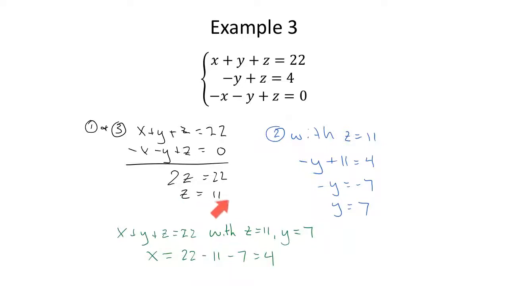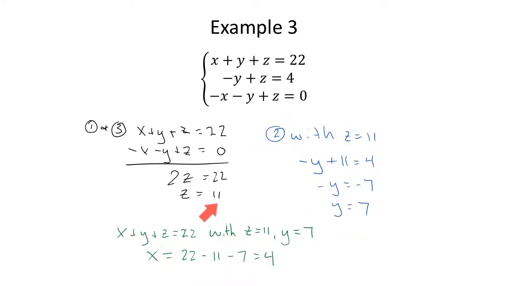But I know Z equals 11, and I'm looking at equation 2 here. When Z is 11, negative Y plus 11 equals 4. Subtract 11 from both sides. I'll get negative Y equals negative 7. And dividing both sides by negative 1, I'll get Y equals 7.